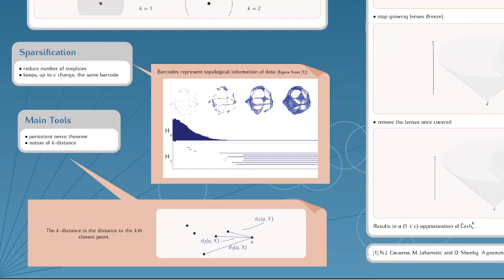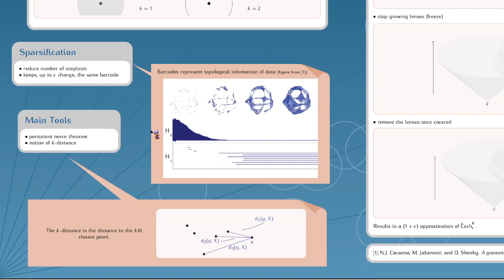A sparsification is just another simplicial complex where we reduce the number of simplices while keeping, up to some change, the same information. And the way we measure if we are keeping the same information is having the same barcode. A barcode, as we can see in this picture, which I borrowed from another article, is just a series of bars. And each one of these bars represents a topological feature.